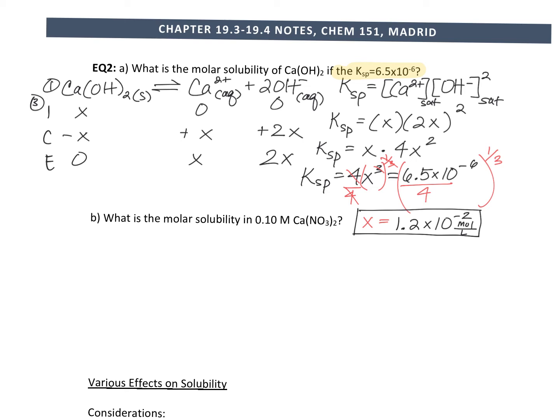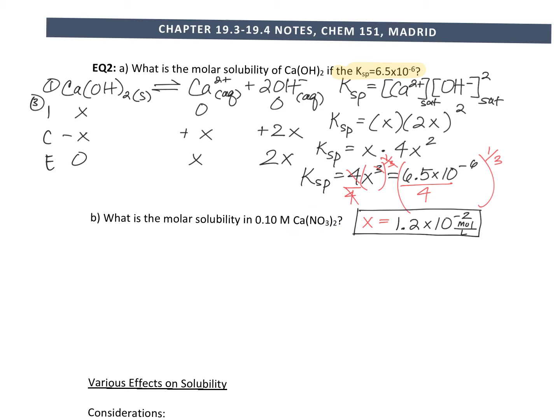All right, what about B? So B asks, what is the molar solubility in 0.1 molar calcium nitrate? Well, this is the molar solubility of the same compound used in part A, and that's calcium hydroxide. So let's use the information that's already given to us in part A. We have the dissolution reaction, Ksp, and the ice table. So the dissolution reaction says that calcium hydroxide splits up into calcium and hydroxide ions. Okay, so how does calcium nitrate impact that?